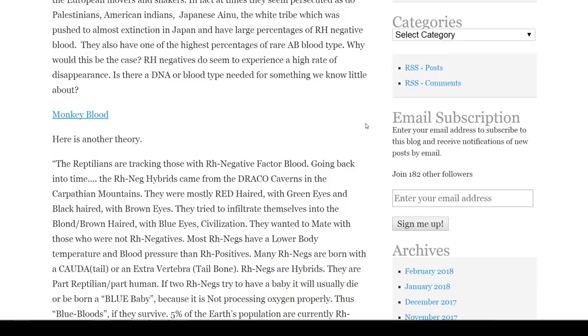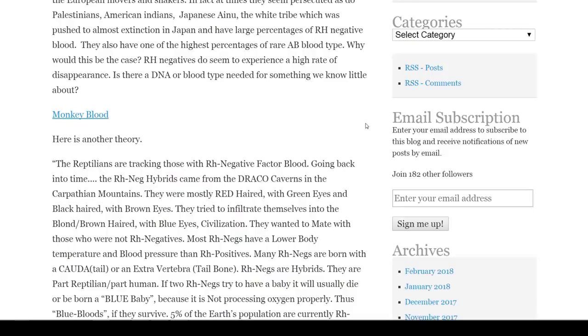They try to infiltrate themselves into the blonde, brown-haired with blue-eyed civilization. So this is supposed to be that the Rh negative hybrids came from the Draco in the Carpathian Mountains, and that's where a lot of your vampire legends come from too. Remember Elizabeth Bathory? She used to bathe in blood. She was also a redhead, very pale skin, green eyes.